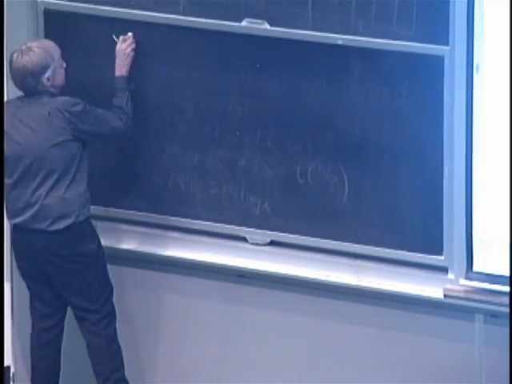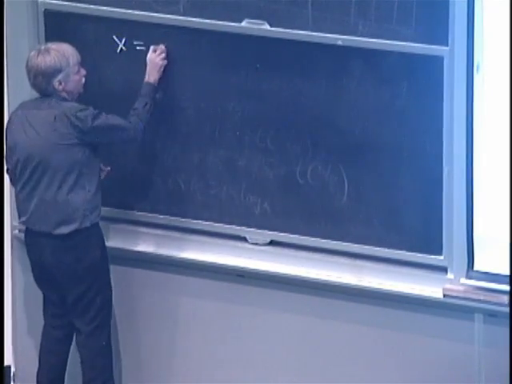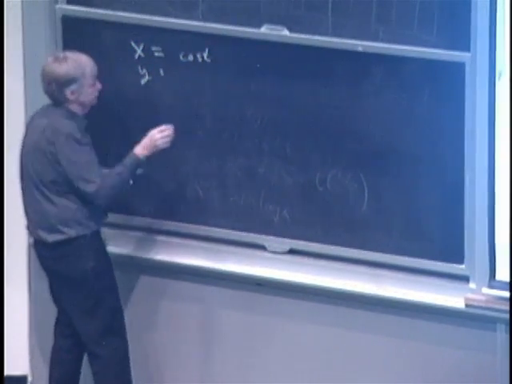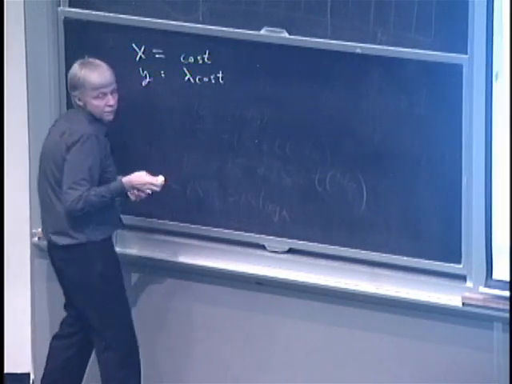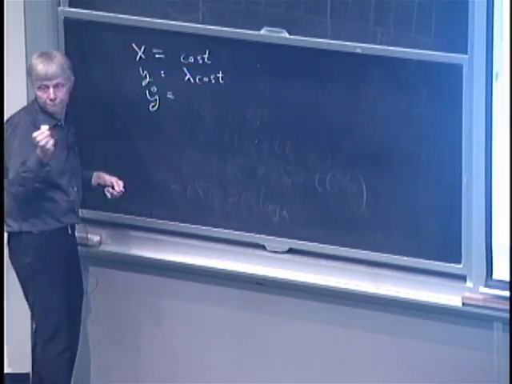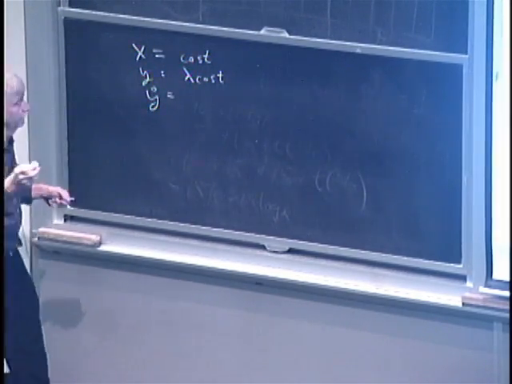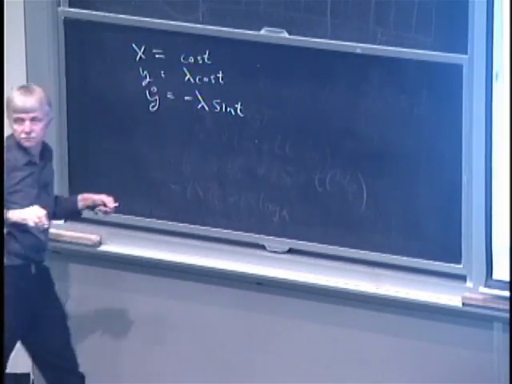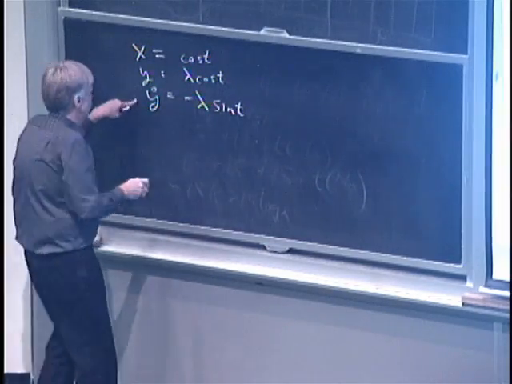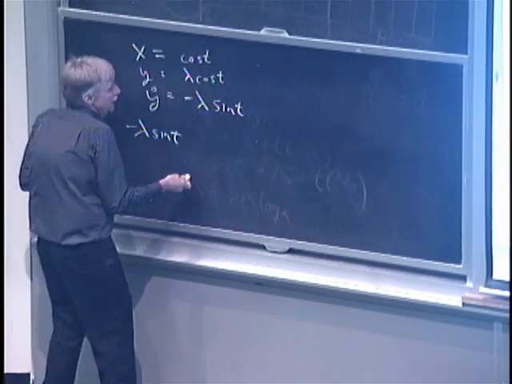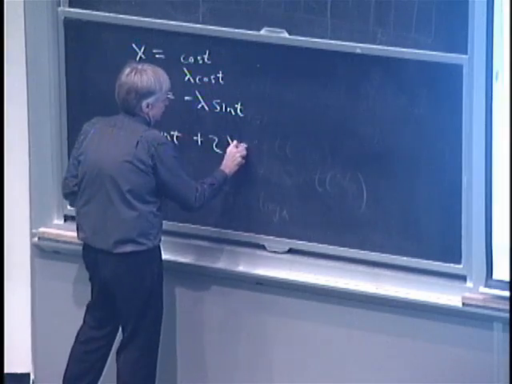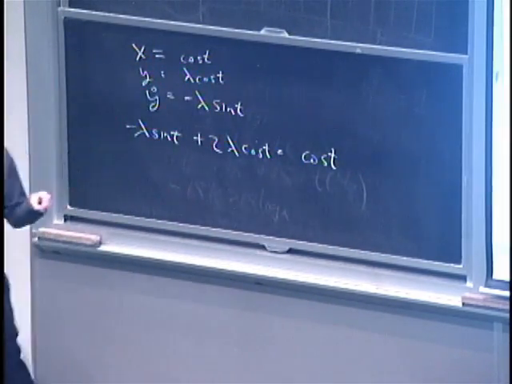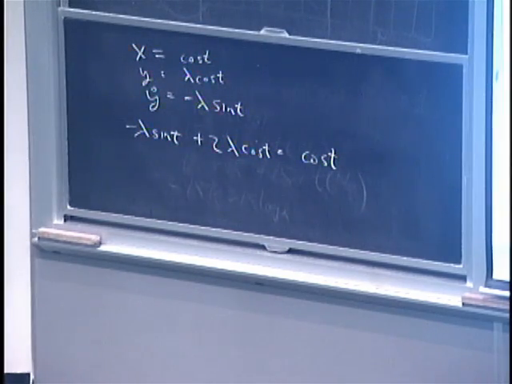So I want to say that x is cos, right? So y should be lambda cos. So y dot should be minus lambda sine. So then I need y dot, minus lambda sine t, plus twice this one, 2 lambda cosine t, should be that one, cosine t. What should lambda be? Do you think?